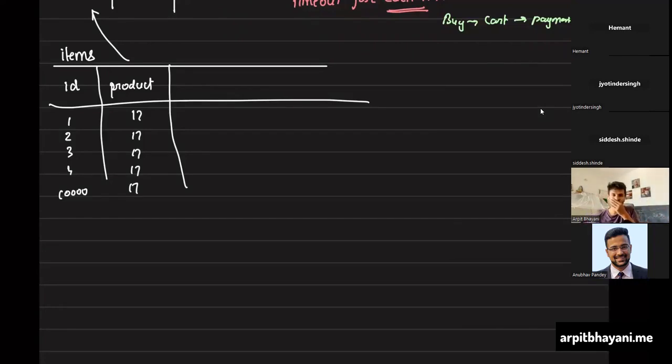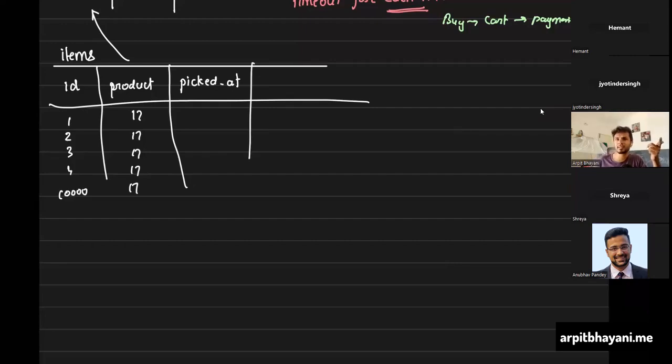So with respect to the items table, for each of these we'll have a timestamp called pick at or something like that. And the timestamp at which it is supposed to end is configurable, right? That is 10 minutes. So pick at plus 10 minutes, you don't need to store that in the database. You just need to store when this item was picked by the user. You also need to store user ID, that is, who holds this item at the moment.